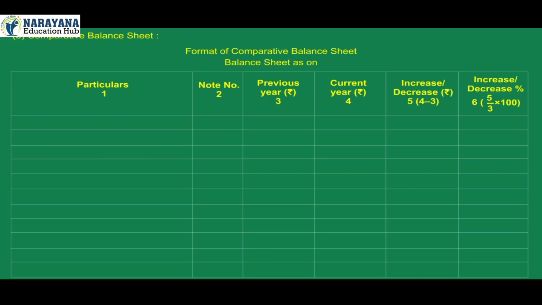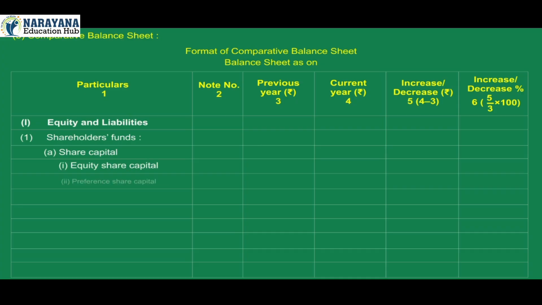Increase or decrease in percentage: column 6 equals column 5 divided by column 3, into 100. Number 1. Equity and liabilities. 1. Shareholders funds. A. Share capital. 1. Equity share capital. 2. Preference share capital.